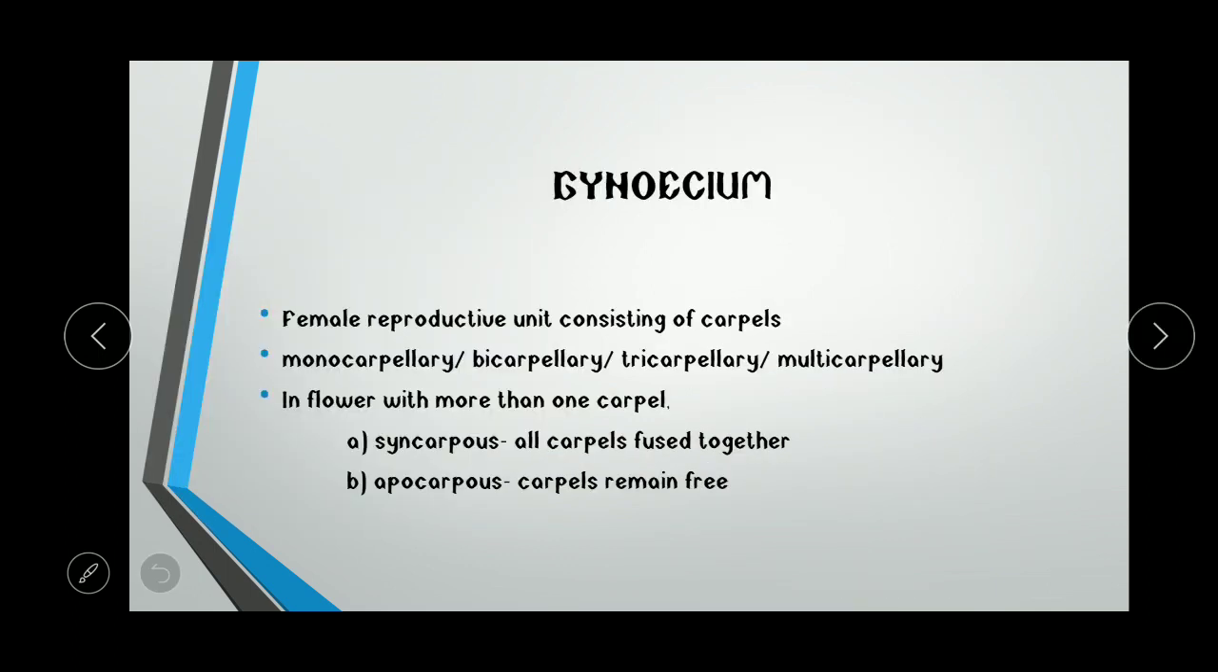Now the gynoecium. Gynoecium is the female reproductive structure consisting of carpels. The units of gynoecium are carpels, and a flower can contain a number of carpels. It can be monocarpellary with a single carpel, bicarpellary with two carpels, tricarpellary with three carpels, and multicarpellary with more carpels. In flowers with more than one carpel, they can be fused together, that is syncarpous, or they can remain free, that is apocarpous. We will see this diagrammatically.